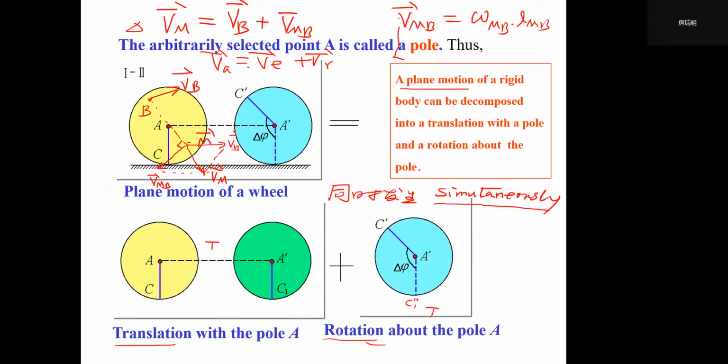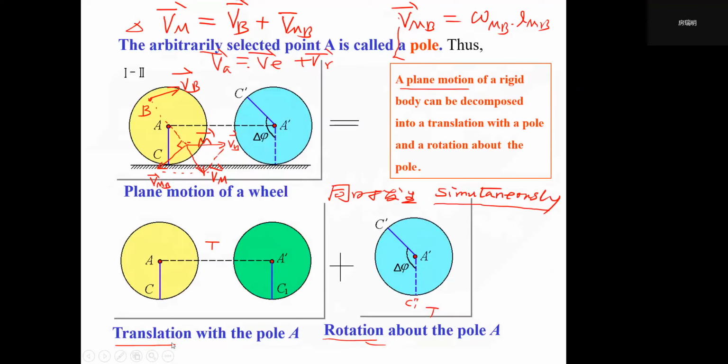So actually, I think I have to tell you guys, because this plane motion is very complicated, it has a translational component. It also has a rotation component. These 2 components happen simultaneously, right? But we can simplify that complicated motion into just 2 simple independent ones. So that is the superposition principle.